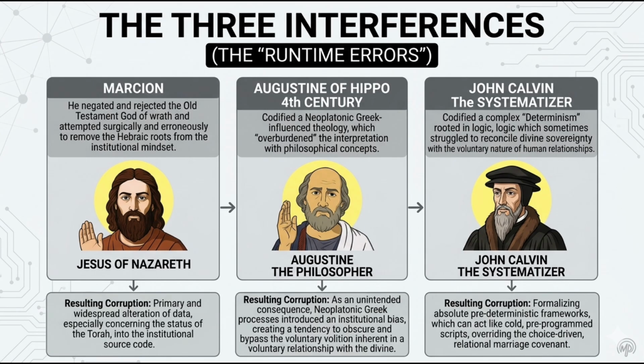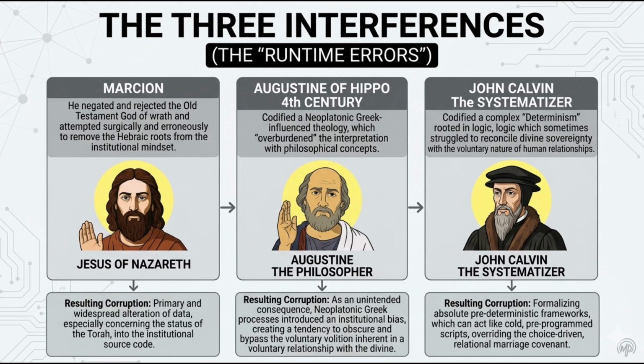We hit the ultimate systematizer, John Calvin. Right, Calvin. Calvin essentially took Augustine's logic to its absolute extreme conclusion. Calvinism is a massive theological system today. How does covenantal architecture audit Calvin's contribution? Calvin formalized the ideas of irresistible grace and absolute deterministic predestination.